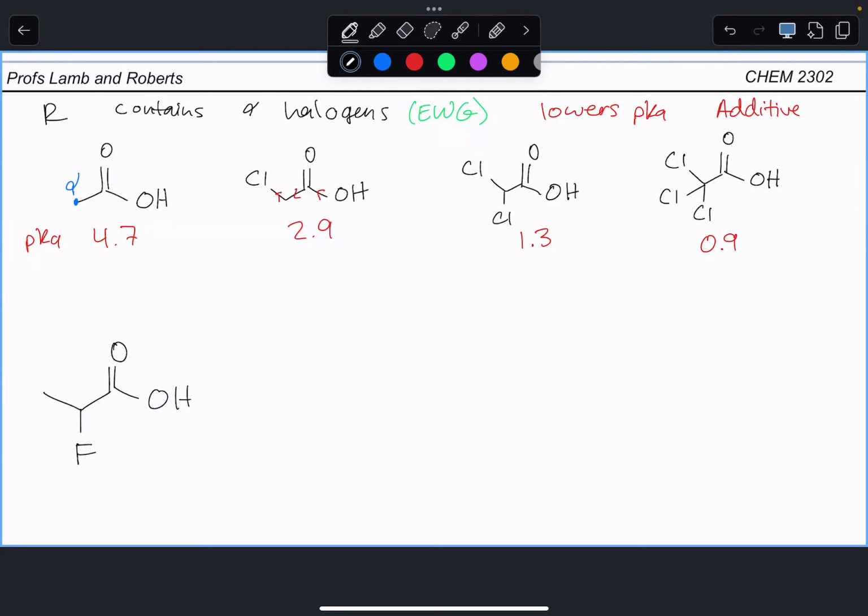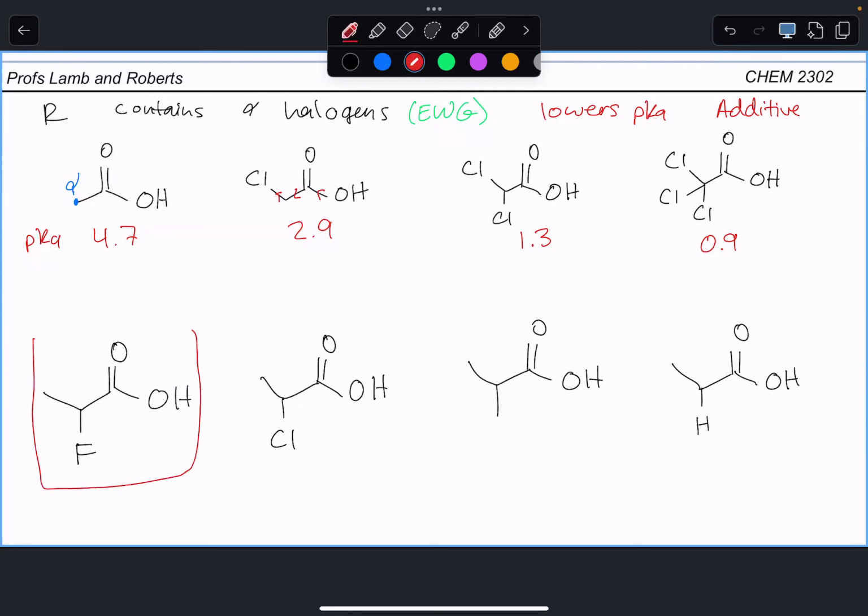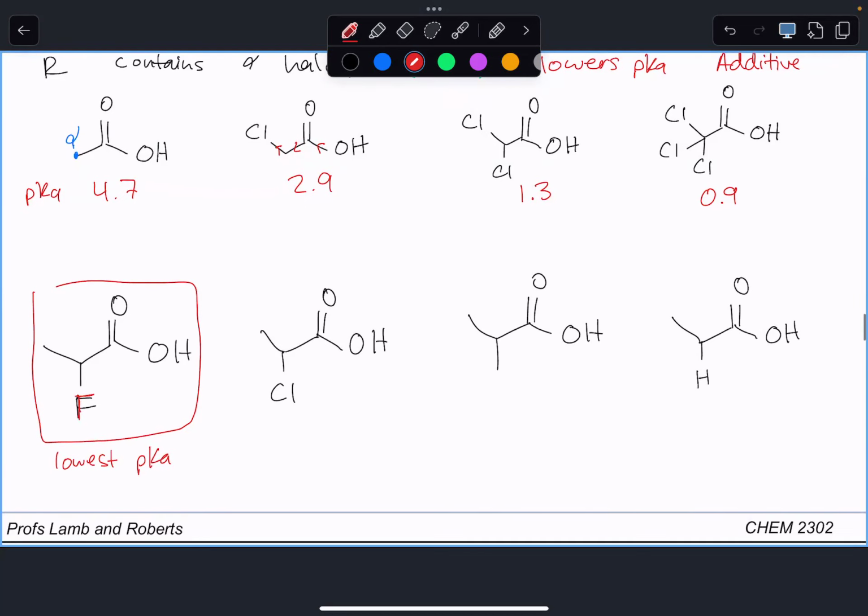We have alpha fluorine, alpha chlorine, alpha methyl, and then a hydrogen. Just had two hydrogens there, right? So most people were getting that this one is going to have our lowest pKa, and that's because of this fluorine right here, right? Let's remind ourselves that fluorine is the most electronegative atom. So when we're talking about inductive effects, it pulls more electron density towards itself than any other atom. Therefore, it's going to lower it the most.